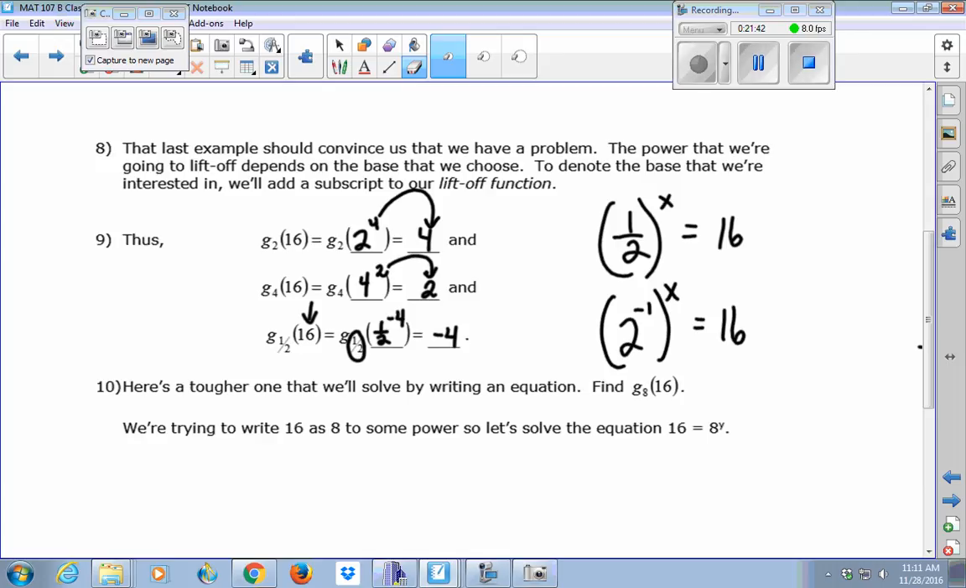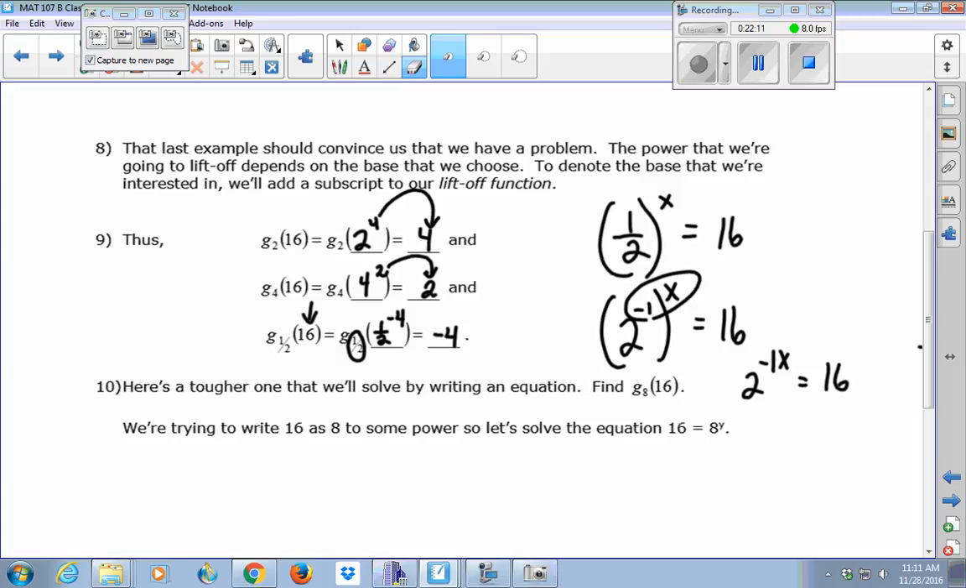Okay, so far with me? Then your exponent rules say when you have a power raised to a power, you multiply those exponents. So this now becomes 2 to the -1x equals 16. So now your job is, if possible, to rewrite 16 so it has the same base as the expression on your left side. So 16 is 2 to the what?